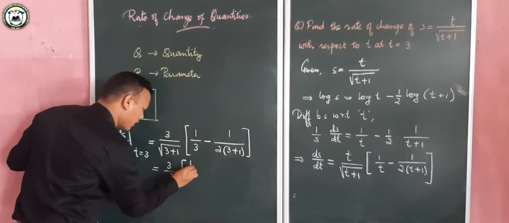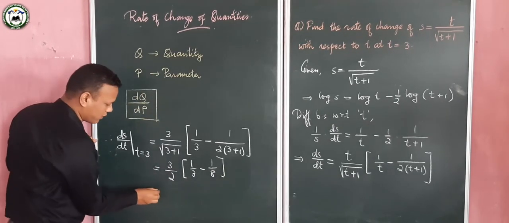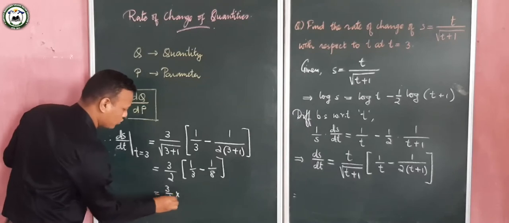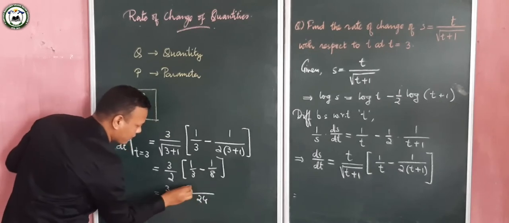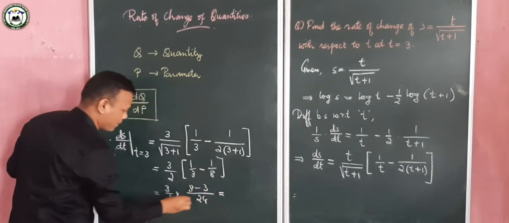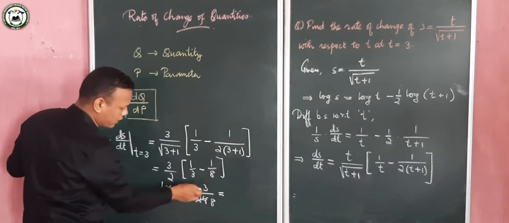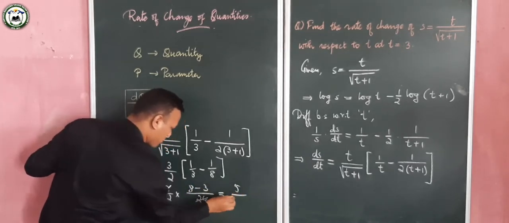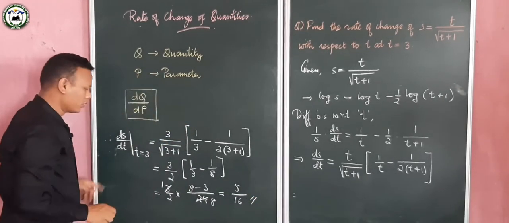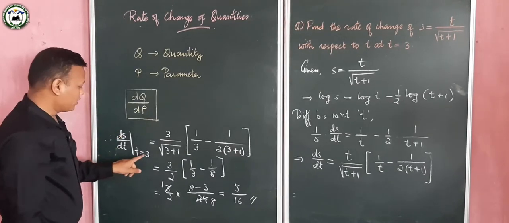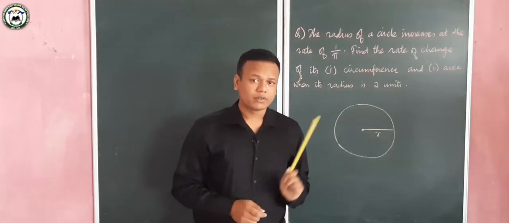Okay, so we have 1 by 3 minus 1 by kati hudaicha 8 hudaicha, right? Okay, so let us simplify this. So we have 3 by 2 into, okay, so the LCM of these two is 24. So let us quickly simplify this. So we have 2 gets cancelled, right? Okay, so how much is this? This will be 8 minus 3 is 5. So 5 by, okay, so 2 into 8 is 16. Okay, so that's what is my answer for this particular question. That means the rate of change of s with respect to t when t equals to 3 will be 5 by 16.